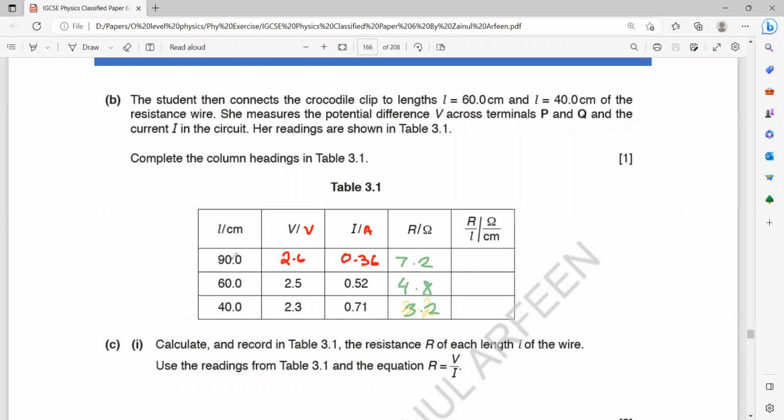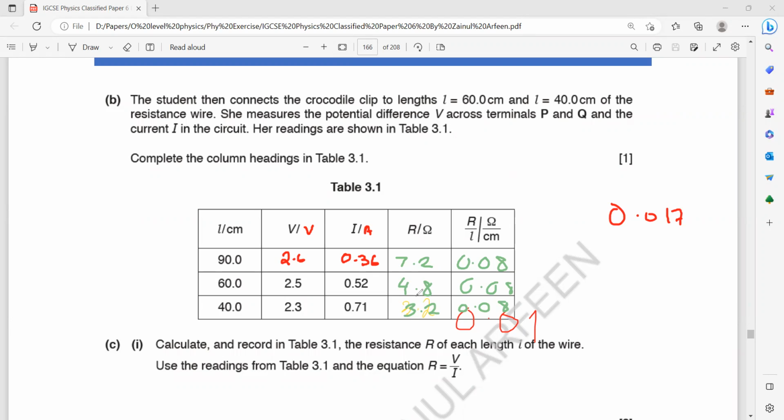Then for the last column you have to do R by L, meaning resistance divided by length. So you have the resistance 7.2 divided by 90, 4.8 divided by 60, and the last value 3.2 divided by 40. 0.08. Sir, it gave me 0.017.